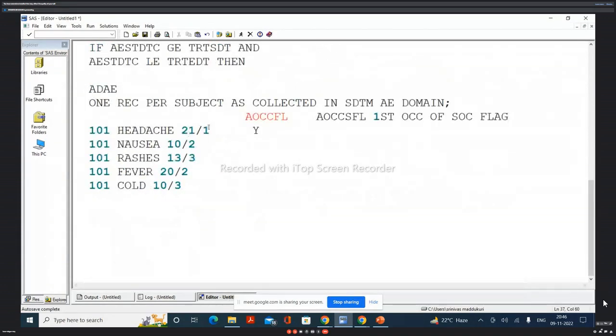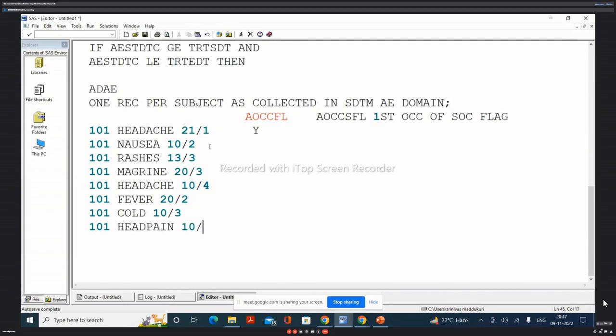Sorry. A subject has got a headache on 21st of April. The same subject, for example 101, has got migraine. He got it on 20th of March. Again, 101 has got headache on 10th of April. Again, 101 has got head pain on 10th of May. Now, can you tell me this headache, this migraine, this headache observation, and this head pain, all these four come under which system organ class?